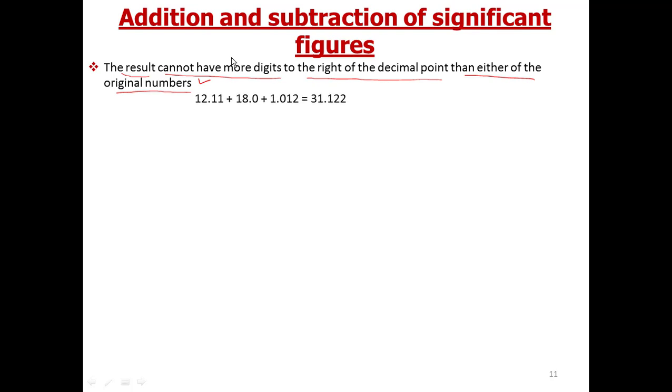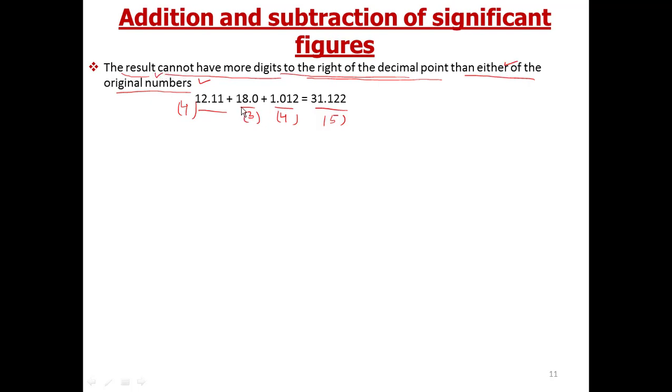Suppose we have to add these 3 numbers: 12.11, which has 4 significant figures, 18.0, which has 3 significant figures, and this one, which has 4 significant figures. So the result is 31.122, which has 5 significant figures. So the rule says that during addition, the result cannot have more digits to the right of the decimal point than either of the original numbers.